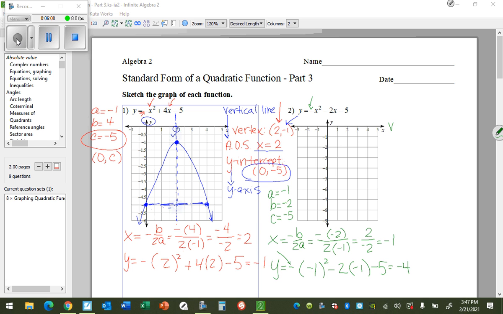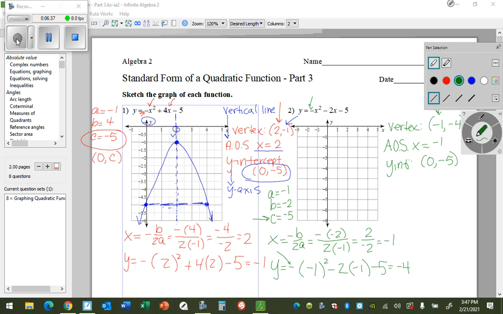So our vertex is equal to our x value, which is negative 1, followed by our y value, which is negative 4. Remember, our axis of symmetry is always x equals, and it's the x coordinate, which is negative 1. And our y-intercept is always 0, and then the c value, so our c value here is negative 5.